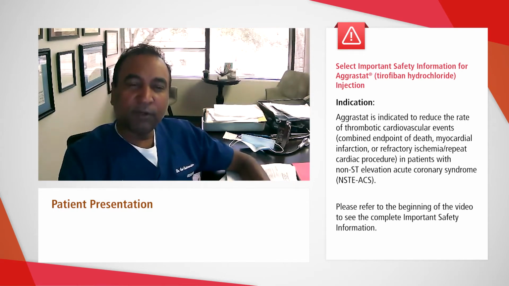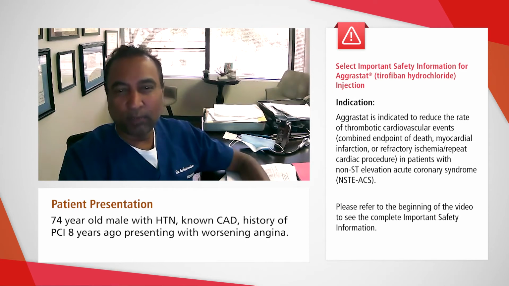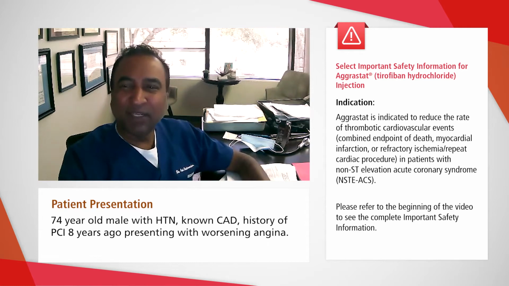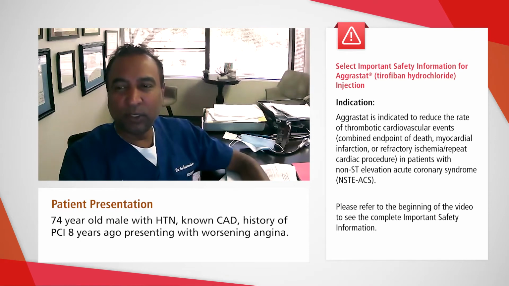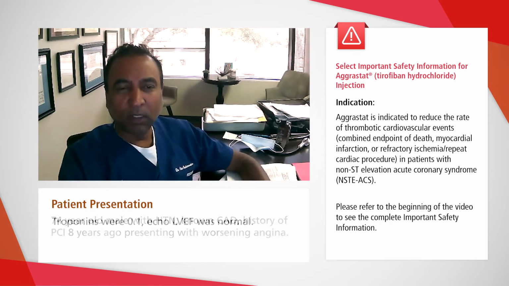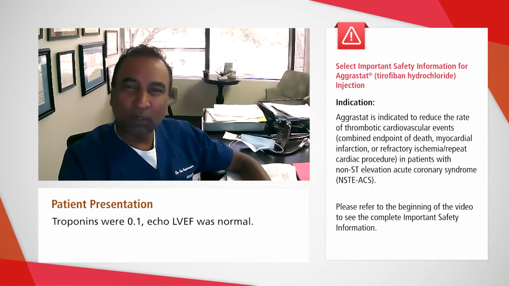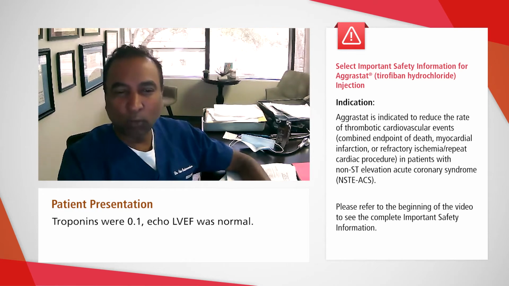Here is a 74-year-old male with hypertension. He has known history of coronary artery disease and had a PCI more than 8 years ago in an outside institution. He was originally evaluated in the emergency room for worsening angina. He was admitted. His troponins were very mildly elevated at 0.1. His echo LVEF was normal.